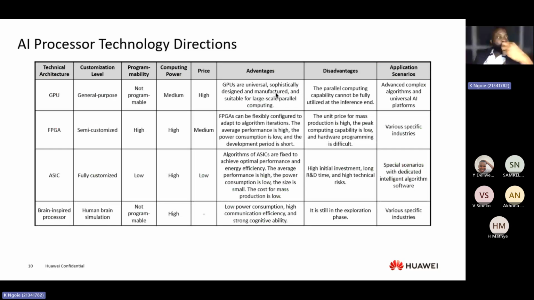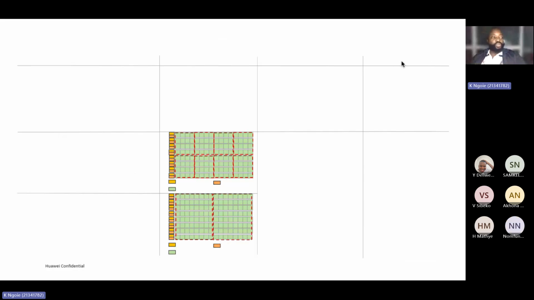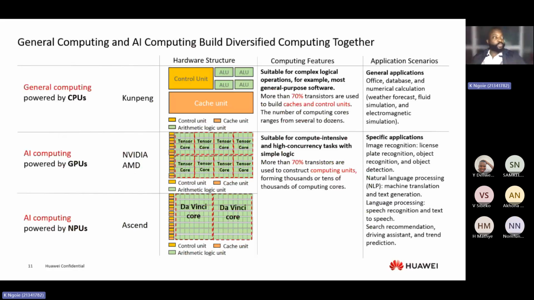In terms of technology directions, we have architectures that are done. We have GPUs, we have FPGAs, we have ASICs, we have brain-inspired processors. And all these processors have their own characteristics, their own advantages and disadvantages, and ways you can use them. So depending on your application scenario, you may need to use a GPU or an NPU.